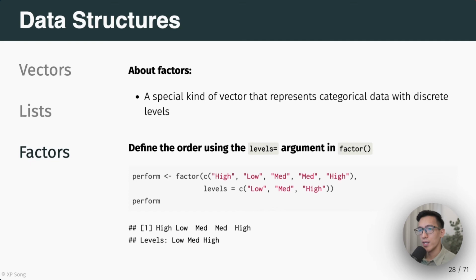To specify the order of your factor levels, you must include an additional argument in this function. And in this case, we can, for example, arrange the factor levels by ascending order, so low, medium to high.